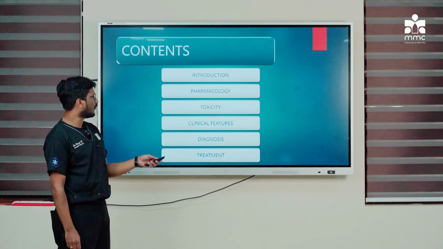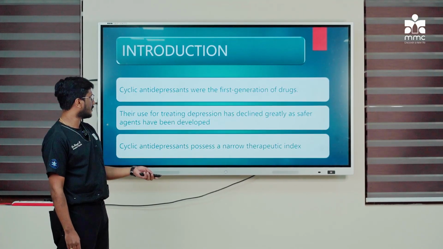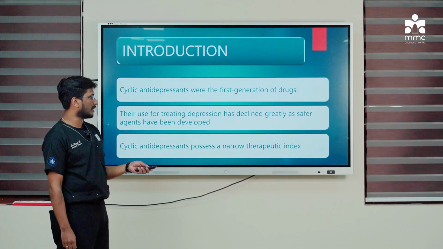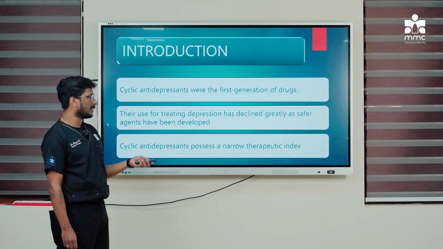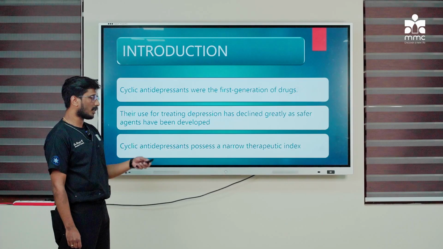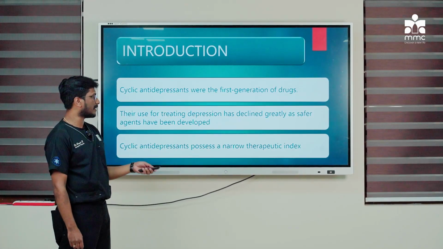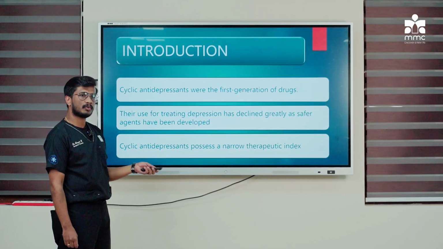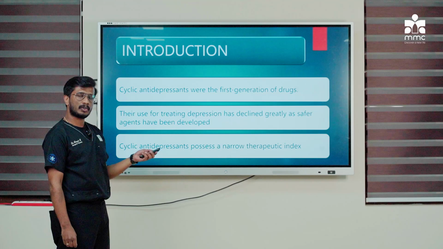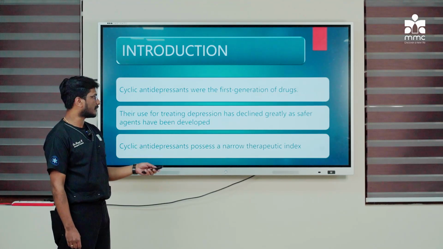So we will move on to the first heading, that is the introduction to the cyclic antidepressants, which were the first generation of drugs for the antidepressants, but their use for treating depression declined greatly because of the invention of the newer antidepressants like SSRIs, SNRIs. Also, cyclic antidepressants possess a narrow therapeutic index. Even though it has a narrow therapeutic index, at therapeutic level also it can produce toxicity.